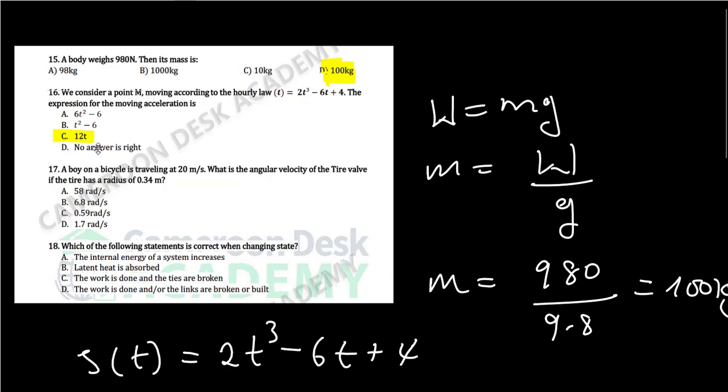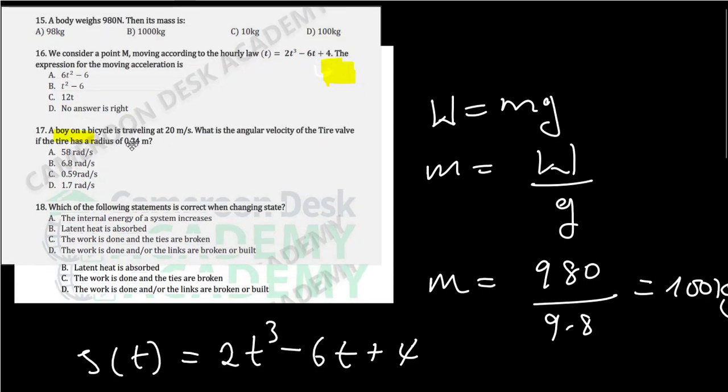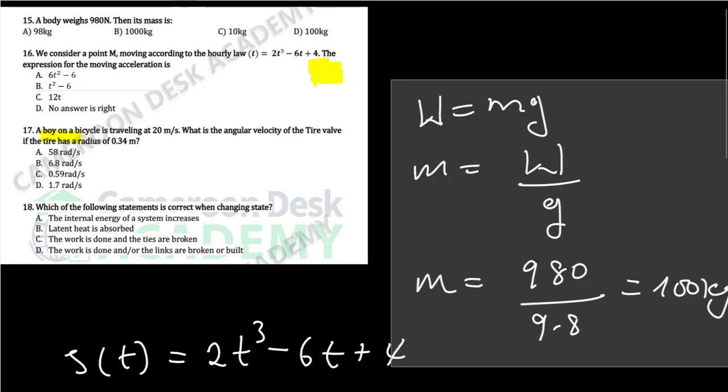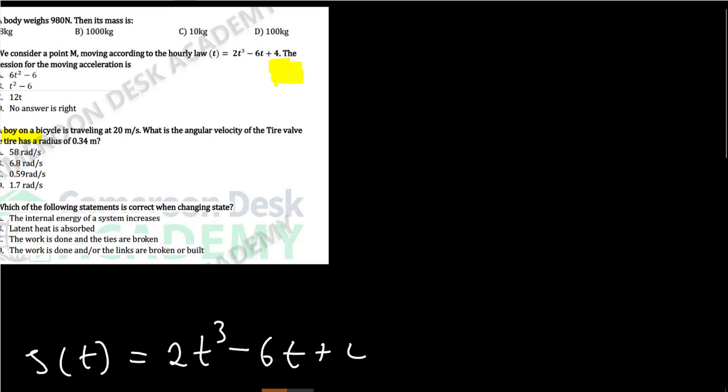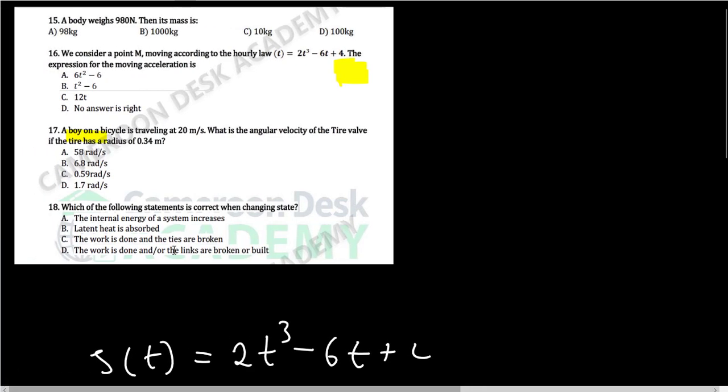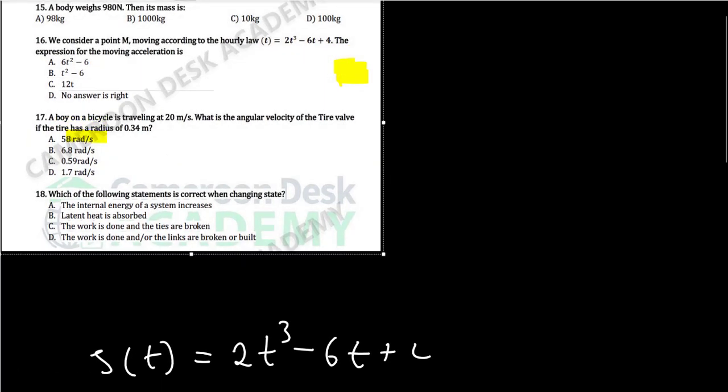Next, the next question reads: a boy on a bicycle is traveling at 20 meters per second. What is the angular velocity of the tire valve if the tire has a radius of 0.3 meters?